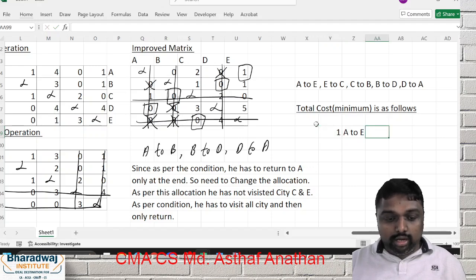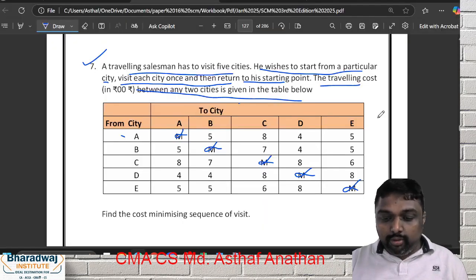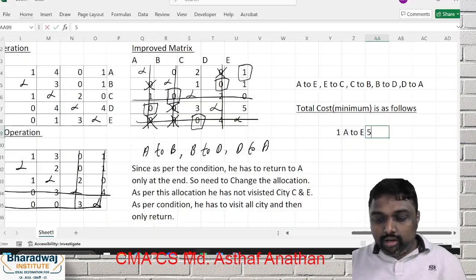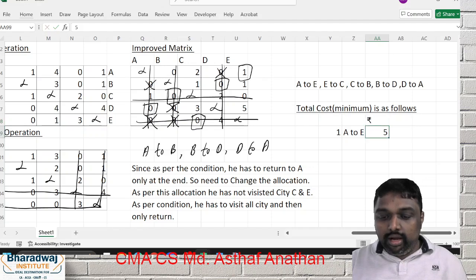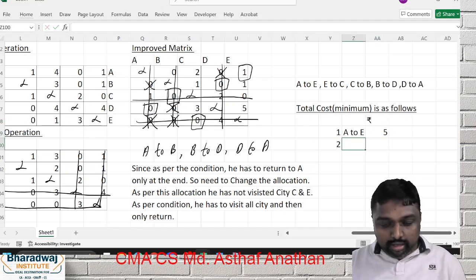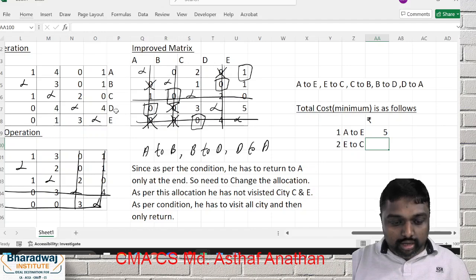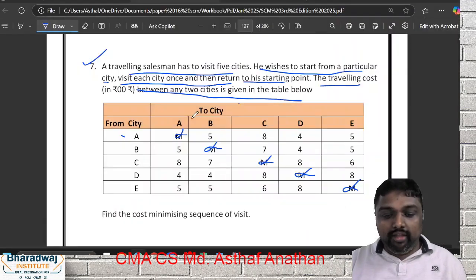A to E, what is the cost involved? You have to take from your original question. A to E, the question cost is what? 5. A to E, the cost is what? 5 rupee. Then next you are going for what? E to C. E to C, what is the cost? Your E to C, you identify the cost.